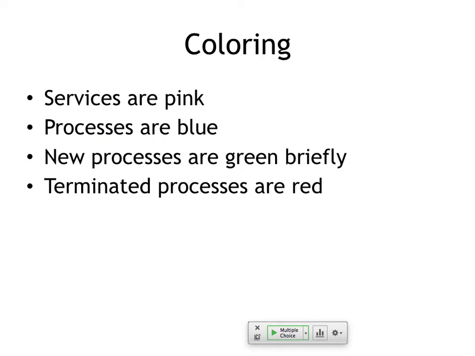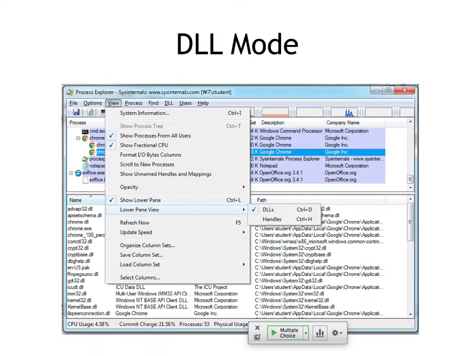You can see exactly what's running. Okay, processes are blue, services are pink, and things turn green and red briefly as they pass through different states. Then you can see the DLLs that are loaded, like you saw there. You do that with view, lower pane view. It can be DLLs or handles. Handles are just named variables in a program. So a program might load 10 DLLs and it might have 1,000 handles.